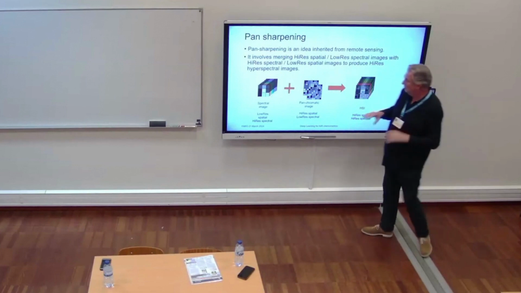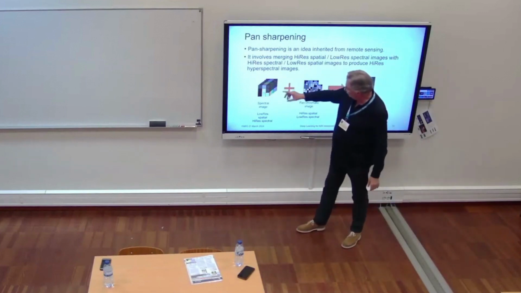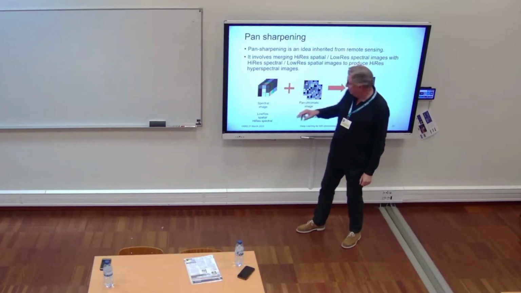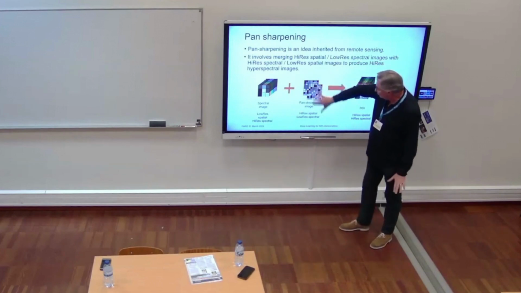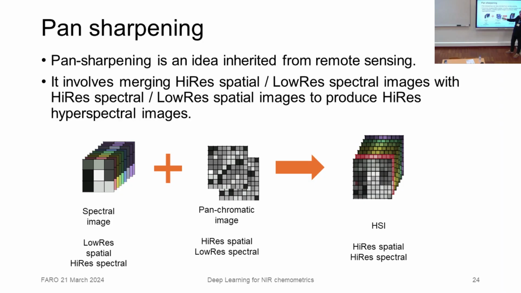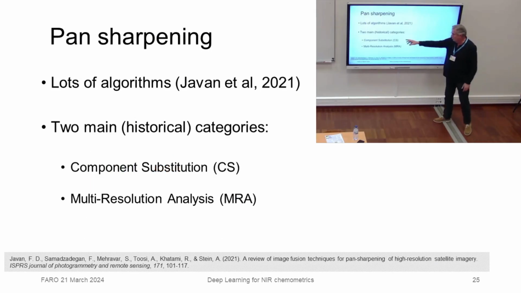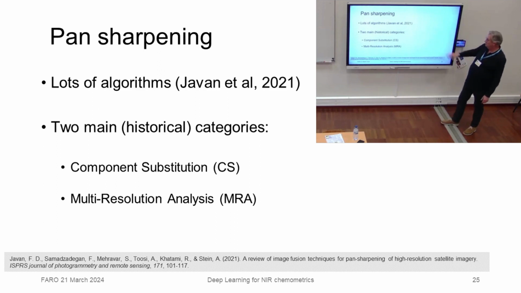It's the same here. We have spectral images, so we have high spectral resolution, but very low spatial resolution, okay? And here we have some panchromatic images, I mean black and white, okay, with very high spatial resolution, okay? And the aim is to merge these two in order to produce high resolution in both spatial and spectral, okay? And it's very common in remote sensing. And I will tell you two algorithms because there are two main historical categories, either component substitution or multi-resolution analysis.